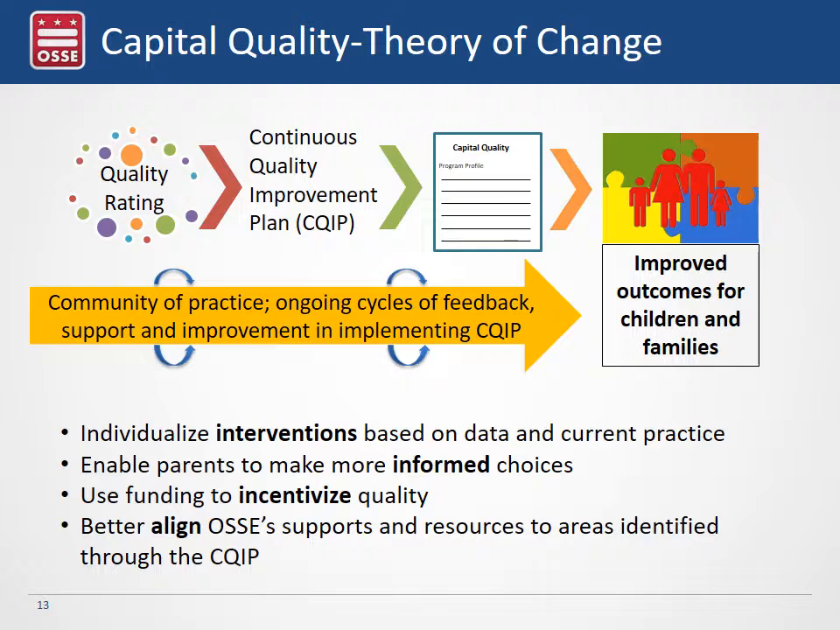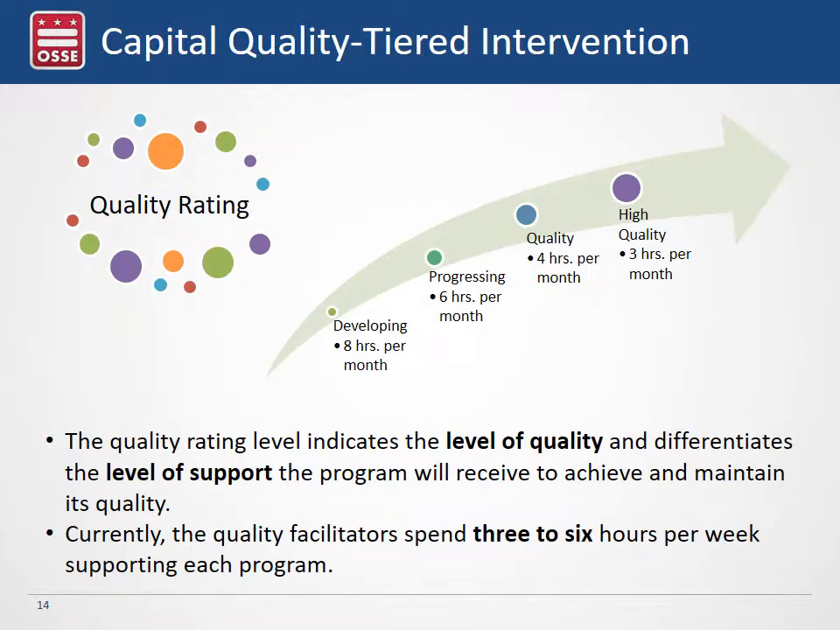The goal of Capital Quality is to ensure that there is an alignment across the early learning system, across OSSE support systems, and target improvement where it is needed the most. Continuous quality improvement applies not only to providers, but also to OSSE as we continue to review our policies and practices aimed at improving supports for providers.